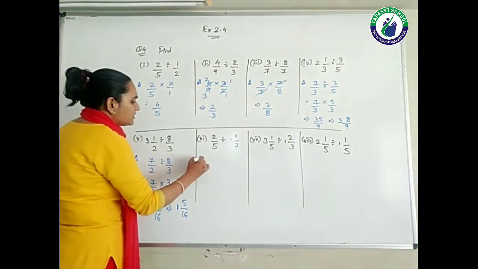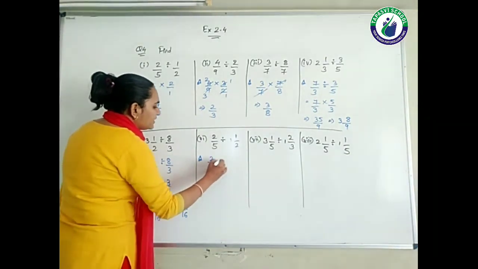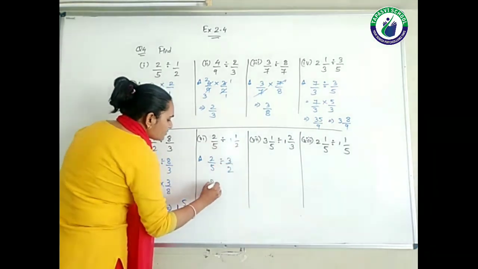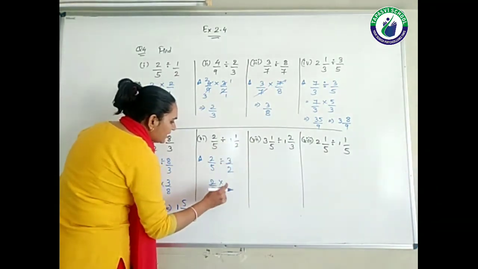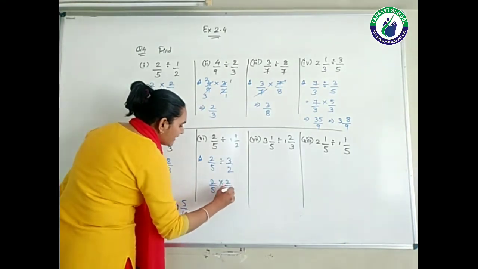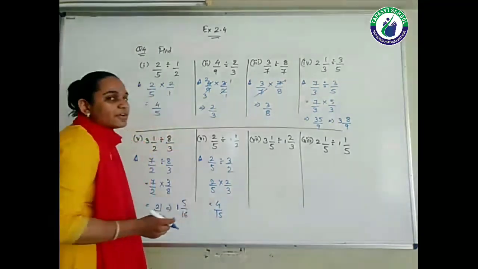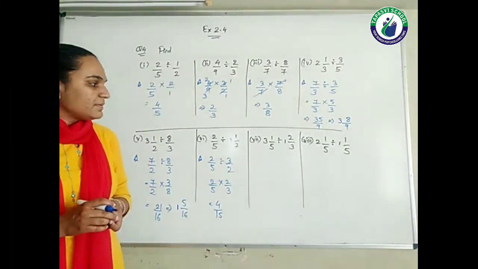Next one, sixth question. 2 by 5 divided by 1 two is 2 plus 1, so 3 by 2. So 2 by 5, division sign convert into multiplication. Do the reciprocal, so 2 by 3. So 2 twos are 4 and 5 threes are 15. This is a proper fraction, so there is no need to convert it into mixed.